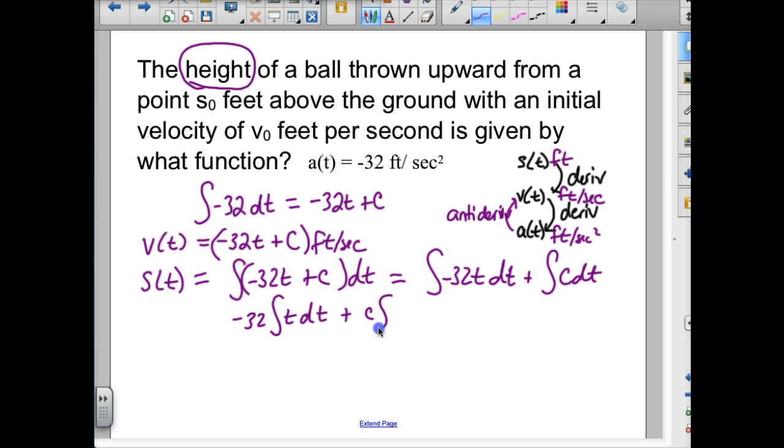So we could pull that constant out and just integrate the number 1, or that seems kind of silly, we might as well just integrate the constant. But here, we're going to have negative 32 times the antiderivative of t. That exponent there is 1, so we're going to add 1 to the exponent, divide by the new exponent, plus a different constant. We'll call that c sub 2. And then plus this constant here times the antiderivative of 1, which is just the variable t, and then plus its own new constant.